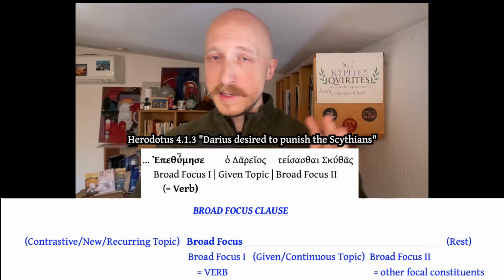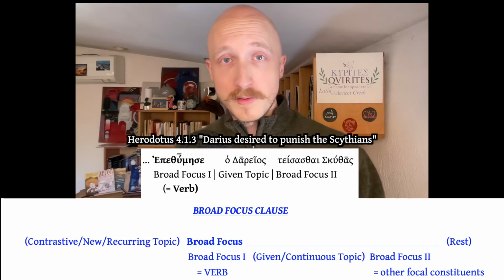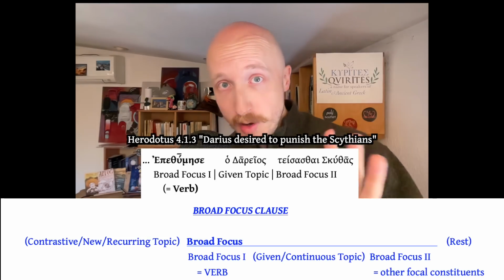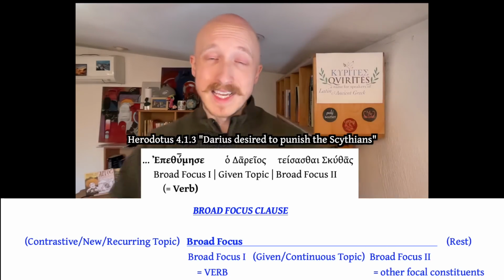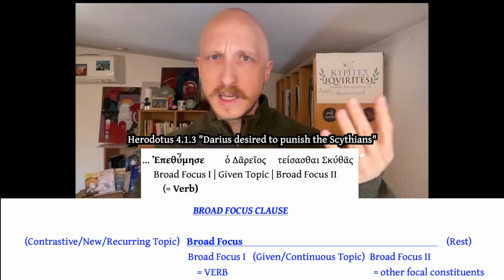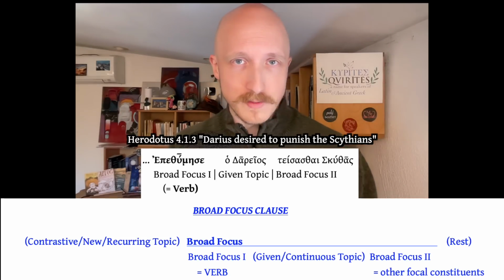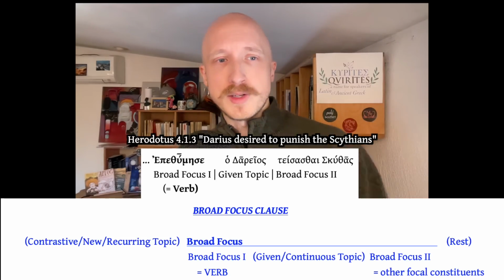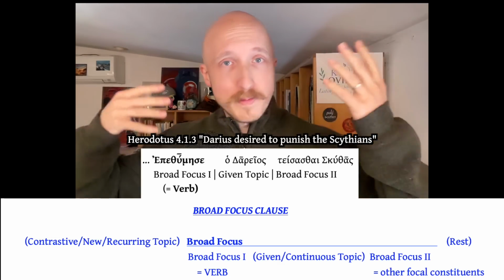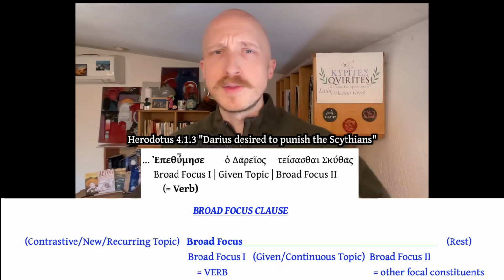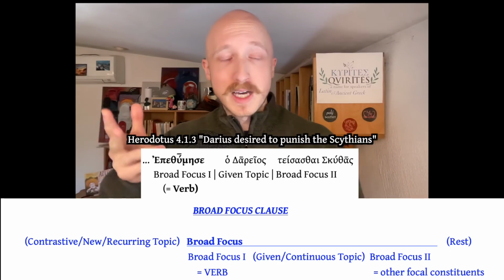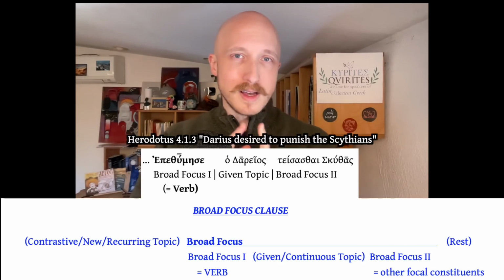And I am contending here, and this is supported by a number of the sources that I mentioned, that this broad focus with the given topic that follows it, otherwise called the continuous topic, that's another term given for it, a topic which is either understood to be, we know we're talking about Darius in this sentence. This whole narrative is about Darius. We had an interjection for a second, but now we're getting back to Darius. "Epitume se hodareos." The subject is coming after the verb.